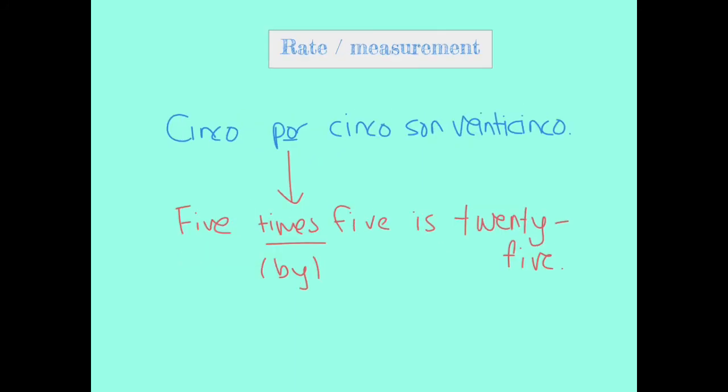A little matemáticas here: rate or measurement. So when we use a rate or measurement, we're going to use por as well. So for example, 5 times 5 is 25. In Español, we would say 5 por 5 son 25.